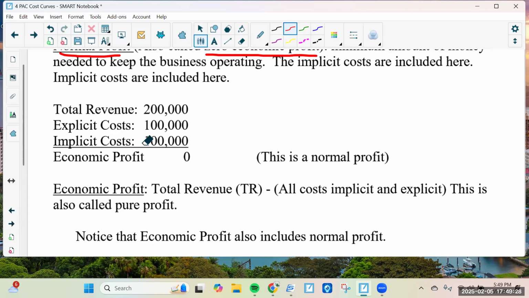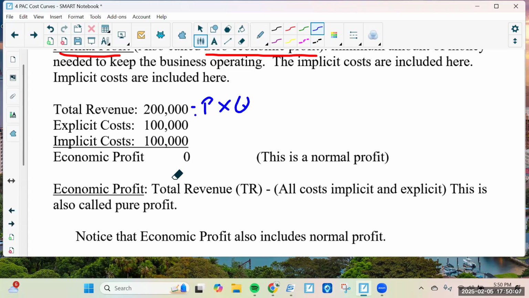So this first one here, this company's total revenue is 200,000. Again, total revenue is the price that they're charging times the number of units that they sell. I'm not going to put numbers for price and quantity on here. We don't need to. That's their total revenue. At the same time, their explicit costs, the cost that they are paying to others, is $100,000. Okay, but their implicit costs are also 100,000.